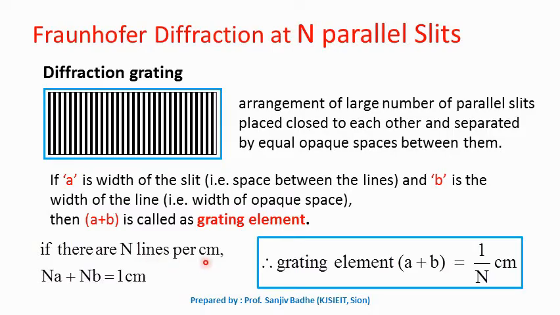So if there are n number of lines per centimeter, we can write n into A plus n into B is equal to 1 centimeter. Remember, A is the width of the slit and B is the width of the separation. So n into A plus n into B is equal to 1 centimeter gives us the grating element A plus B to be equal to 1 upon n centimeter. So this is the relation between grating element and number of lines on the grating per centimeter. A plus B is equal to 1 upon n. Just remember this relation. We will be using this relation while solving the numericals.